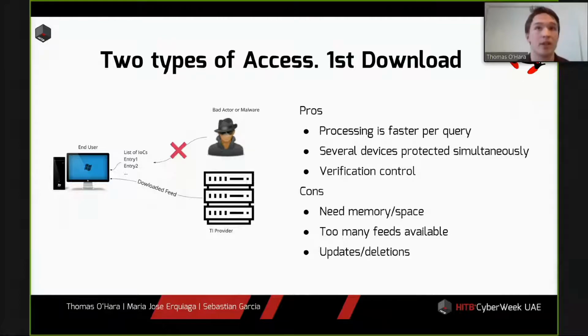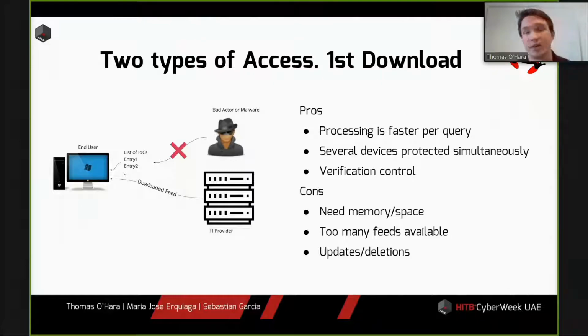Some pros to this methodology is that processing per query is very fast because the actual threat intelligence feed is loaded into memory. It's very fast in terms of processing. It's also very easy to protect several devices at once, especially if the blacklist is implemented in a firewall or a router, therefore protecting all the devices behind that firewall or router.